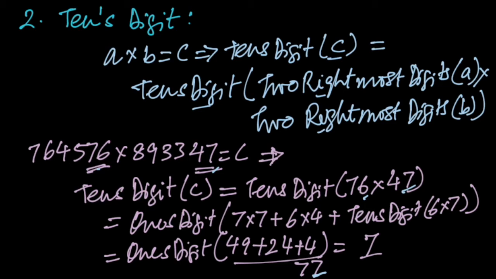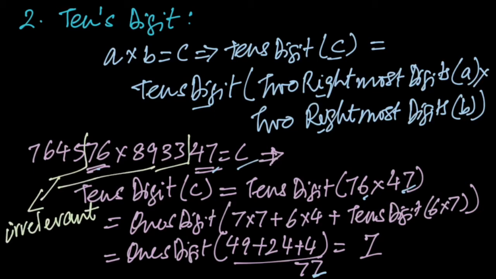So if in the set of answers there is only one number which has 7 in the tens place, then you can straight away pick that answer. Here the rest of the numbers are irrelevant. It doesn't matter what you have beyond the rightmost two digits, because those numbers don't play any role in finding out the tens place of C.